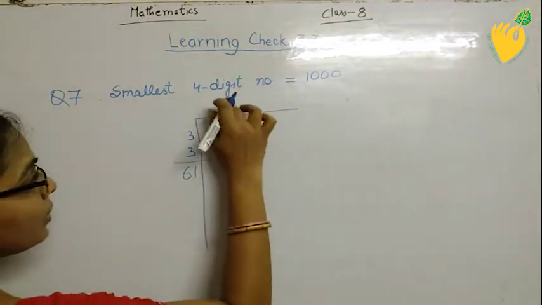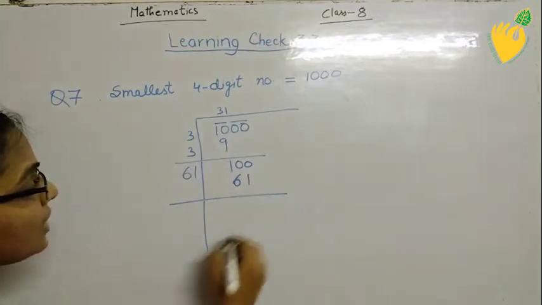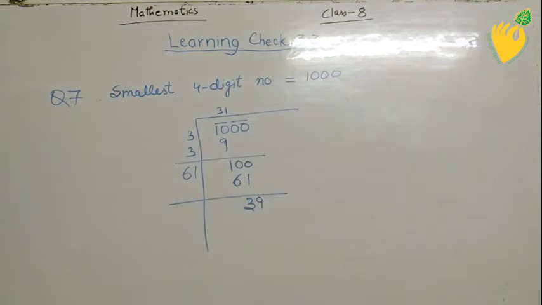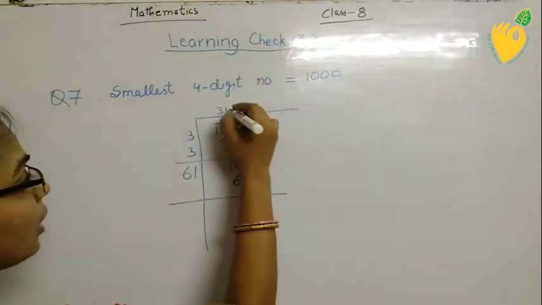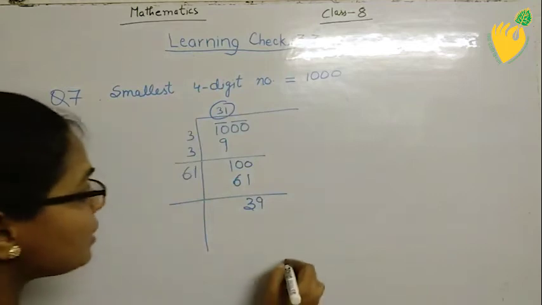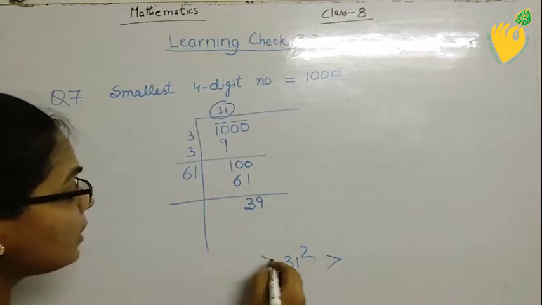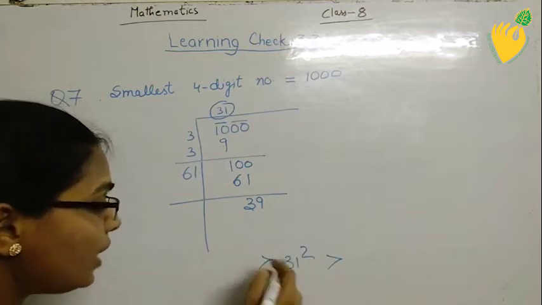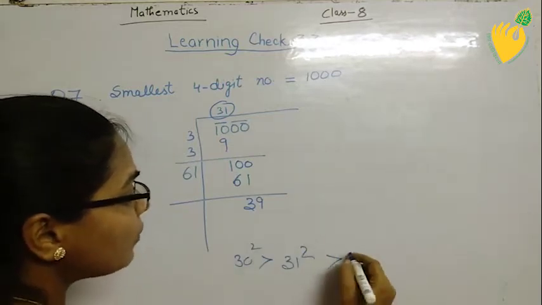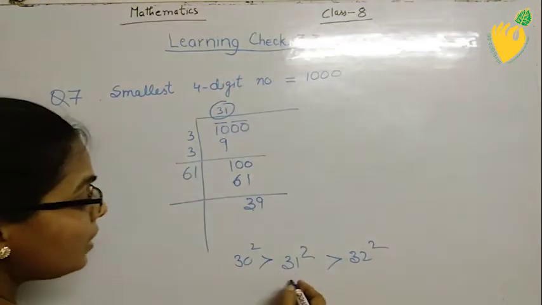Now we will multiply it by 61. So what is left here? So if we take the square of 31, let's see what happened. 31 squared, and if we take the number which is 1 less than 31, that is 30 squared, and if we take one number more than 31, that is 32 squared. So let's see what happens.